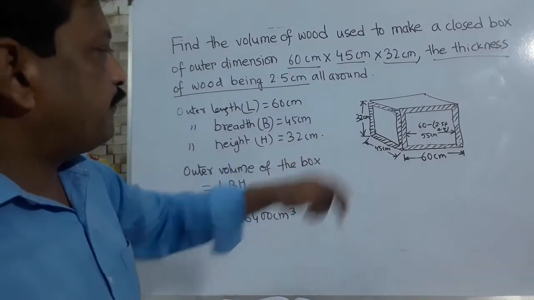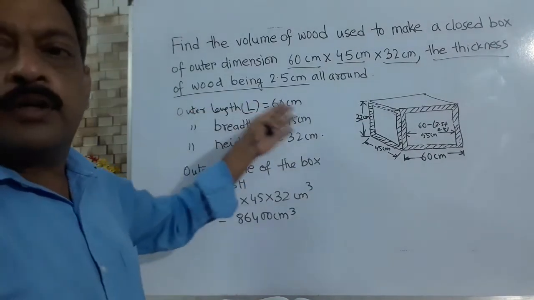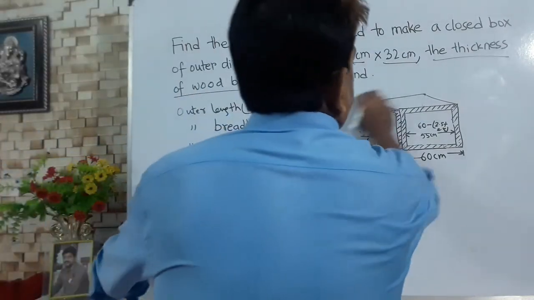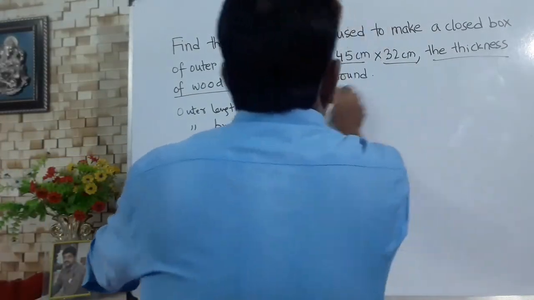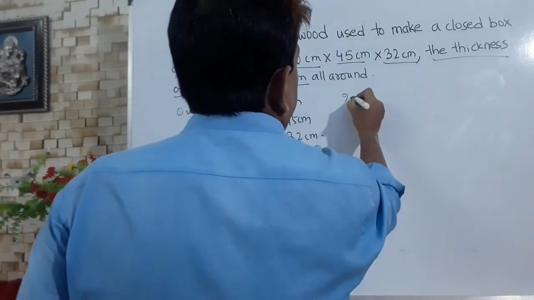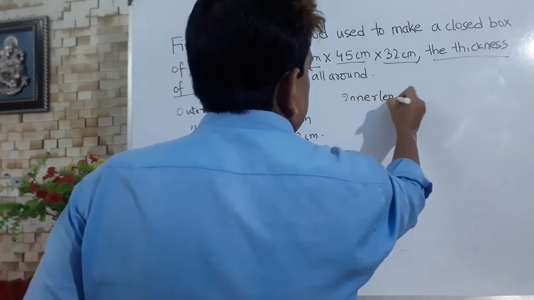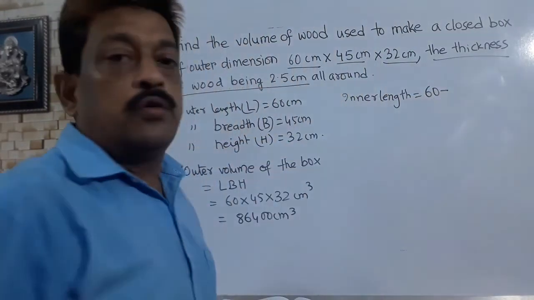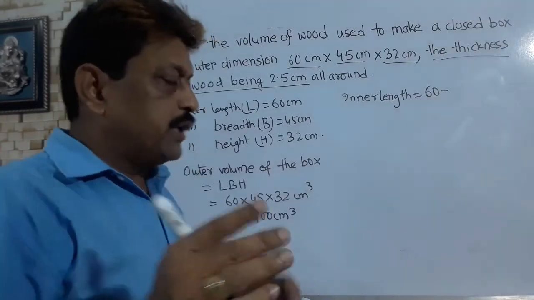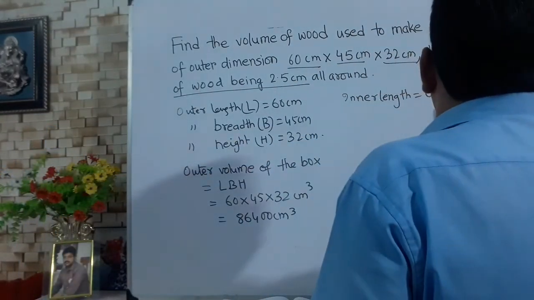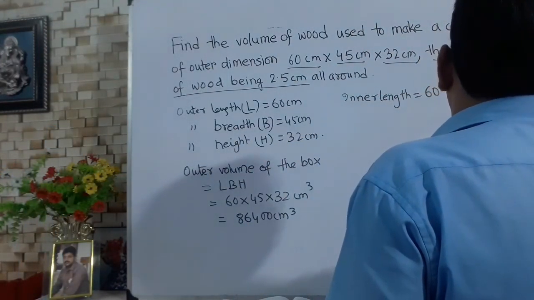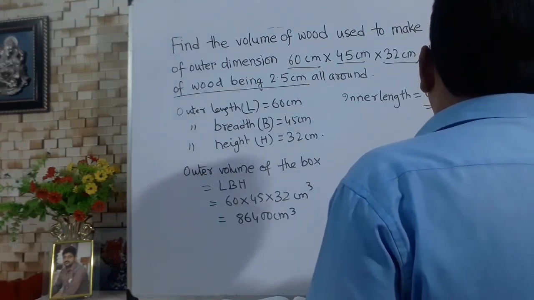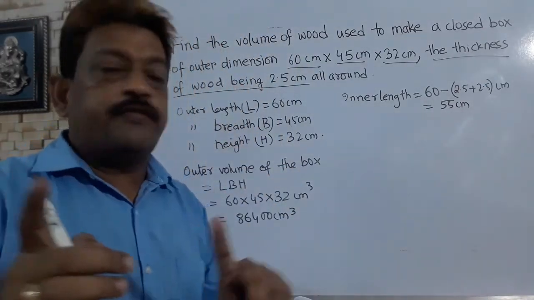Now we have to find the inner length, inner breadth and inner height. So let me erase this figure. So inner length will be outer length minus 2.5 twice, 2 times, 2.5 plus 2.5. So that will be 60 minus 5, that is 55 centimeter. Hope you have understood why 2.5 twice.